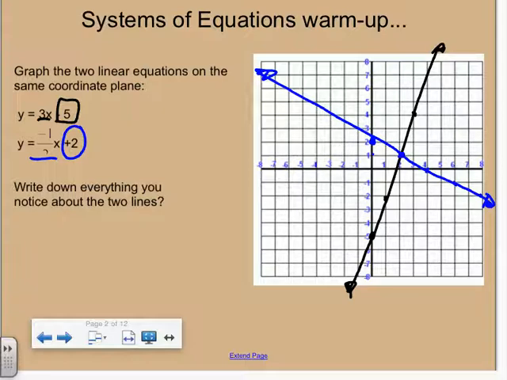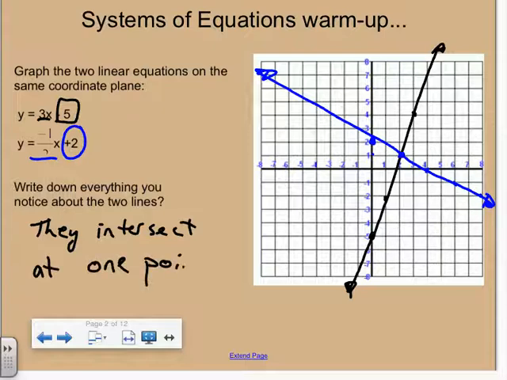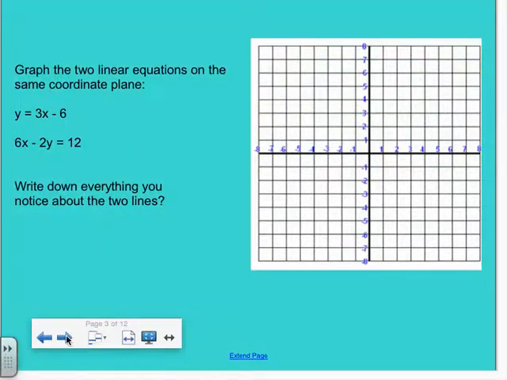In this line, write down everything you notice about the two lines. They intersect at one point. Okay, that point you should be able to see is right here. I would say that's (2, 1). Okay, that's going to become important later.